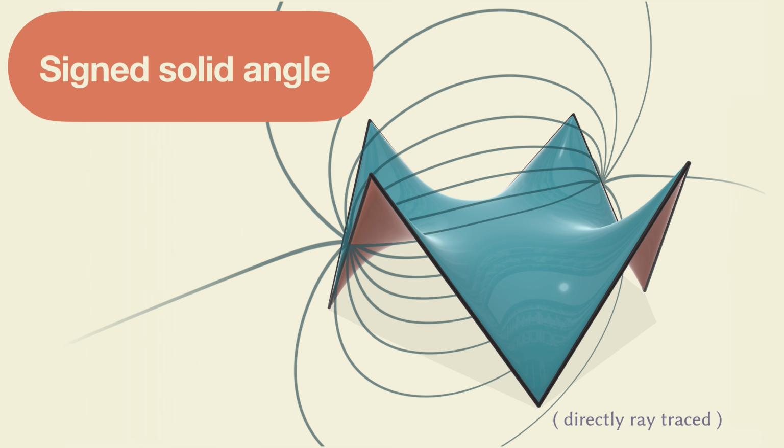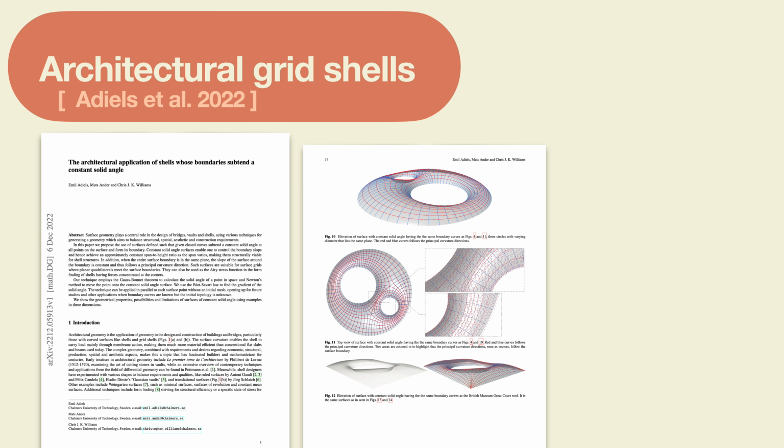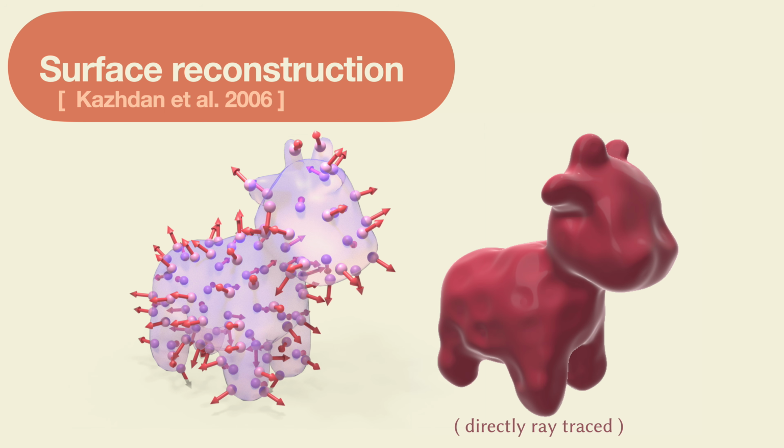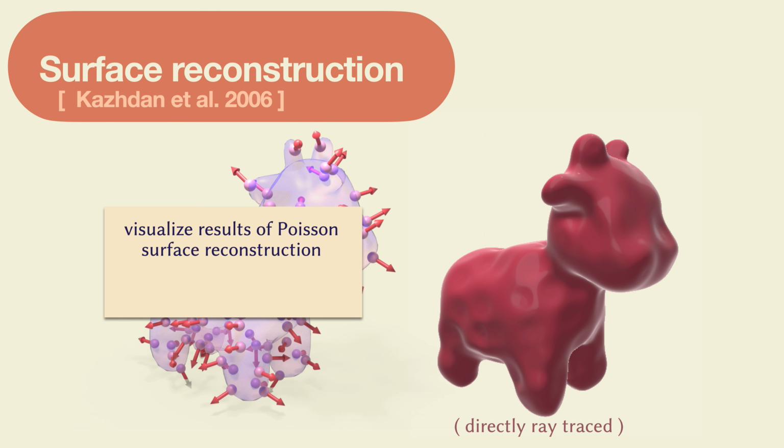The signed solid angle function actually defines surfaces filling in any loop in space, allowing us to visualize spanning surfaces for nonplanar polygons. Solid angle also shows up in architectural geometry, where it's used to design architectural grid shells. And again, we can directly visualize these surfaces via ray tracing, bypassing the mesh-based optimization previously needed to construct these grid shells. We can also directly ray trace interpolating surfaces for point clouds, effectively visualizing the results of the classic Poisson surface reconstruction algorithm without requiring any volumetric meshing or linear solves.